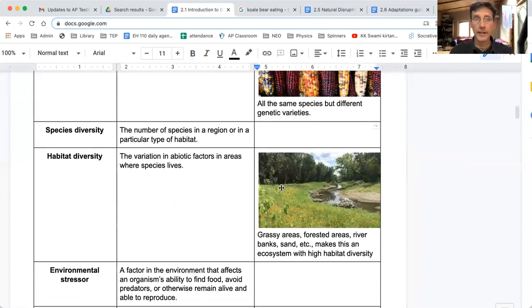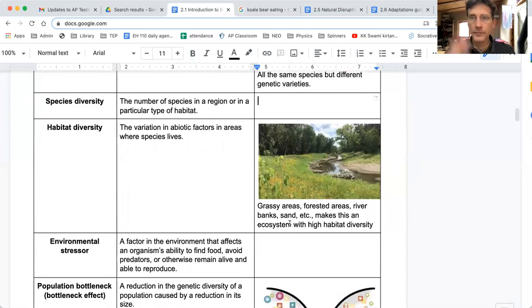So habitat diversity is just a change in the abiotic factors. So going back to our aquatic biomes, intertidal areas have high habitat diversity because the conditions are sometimes fully submerged underwater or partially submerged underwater, depending on how high you are along the shoreline. So there can be a lot of variation there in terms of how much air exposure versus water exposure as the tides go up and down.